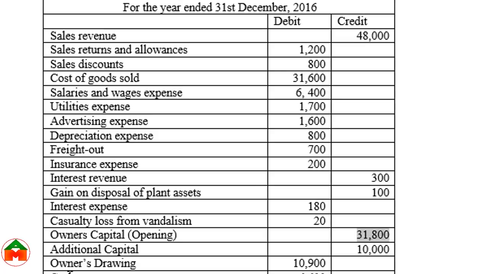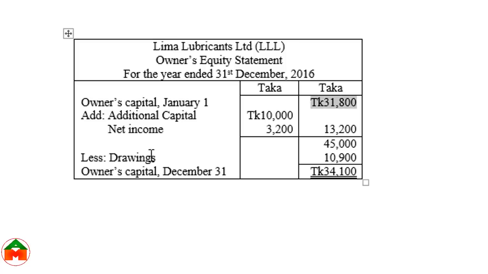Then we will add the additional capital, with the amount of taka 10,000. Then we will add net income, and this amount will be taken from the income statement. A few minutes ago we prepared the income statement. From the income statement we will take this amount, net income, which is 3,200.